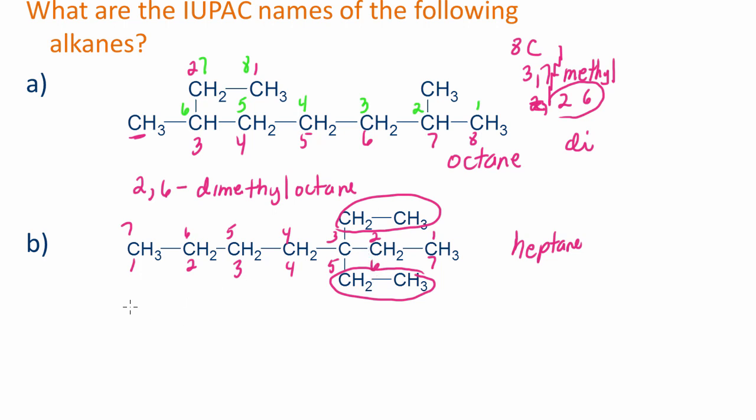So what I have here is 3,3. Yes, I have to include the second 3, because both ethyl substituents are on carbon number 3. So I have 3,3-diethylheptane.